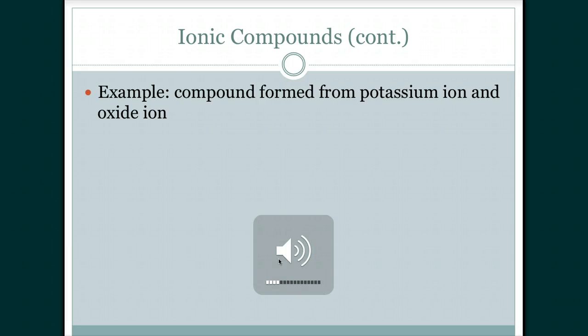All right, let's practice how to make compounds from their names and how to balance them, because they're not always one-to-one. So, for example, we have a compound formed from potassium ion and oxide ion. By the names, you know that potassium is going to be a cation and oxide is going to be an anion of oxygen. So you need to look up where potassium is, and it will have a positive charge of 1 because it's in the very first group.